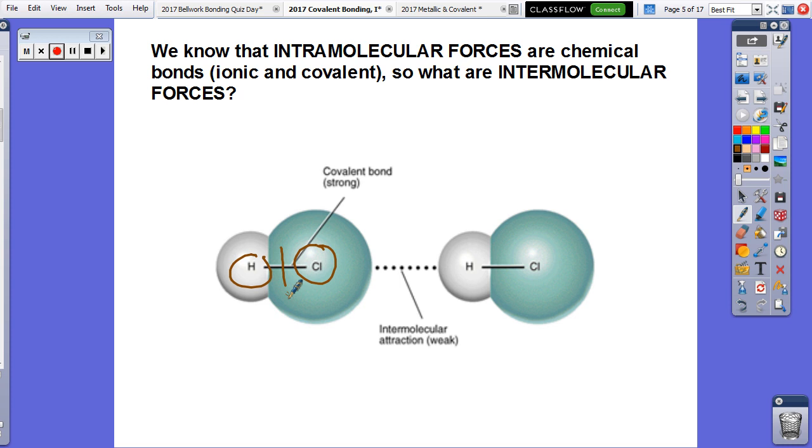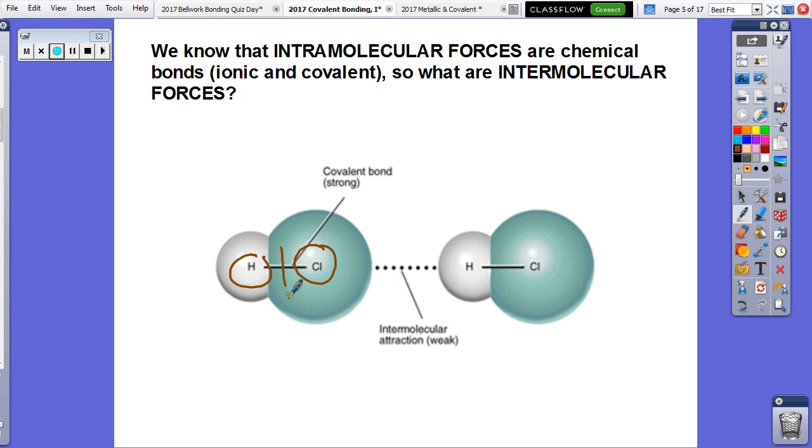Okay, if I break the covalent bond that's there, that takes energy to do it, but I would also end up having new substances. I'd have hydrogen gas and chlorine gas rather than the compound hydrogen chloride. So that's a chemical change when I break the chemical bond.